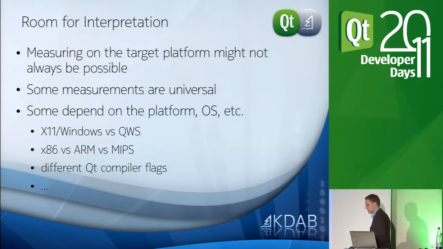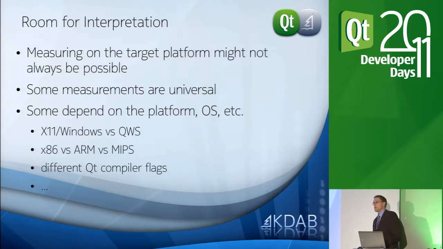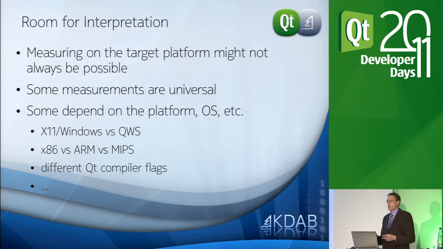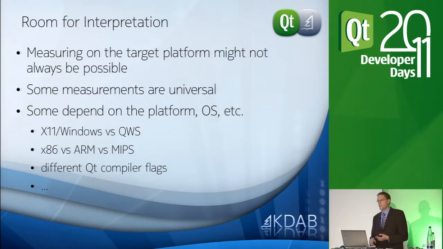Let me give some examples. Anything related to JavaScript execution, QML parsing, QObject communication, that's all the same everywhere. So if you measure that on your desktop workstation, the result is very likely also applicable in exactly the same way to an embedded device. It's running a lot slower there. But anything related to painting, the windowing system, floating point operation on a CPU level, that is highly dependent on which platform you're running on, right?